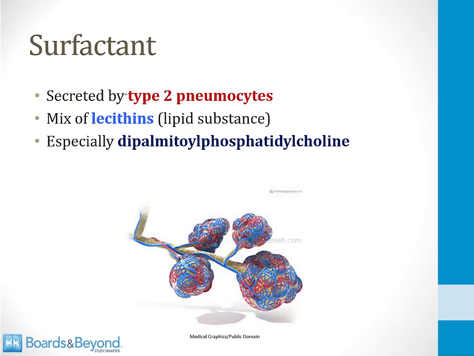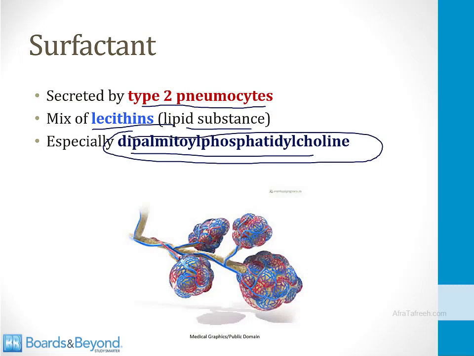As I mentioned earlier, surfactant is secreted by the type 2 pneumocytes in the alveoli, and it's a mix of substances called lecithins. Lecithins are all lipid-like substances, and the most important one is dipalmityl phosphatidylcholine. They may ask you this on your exam, so you should be aware that this is the most important lecithin, and lecithins are what make up surfactant.